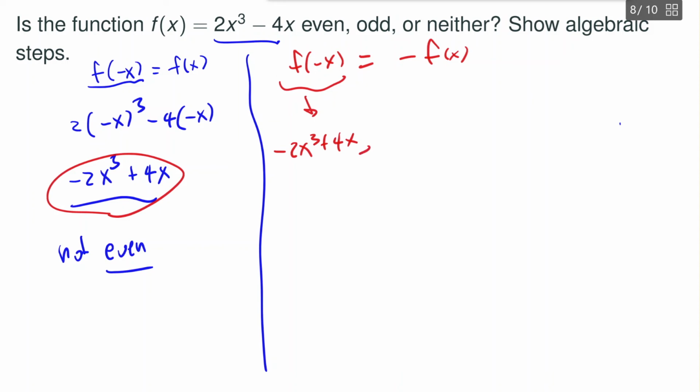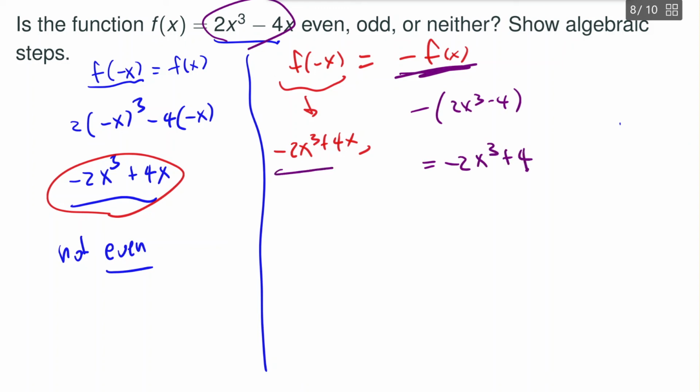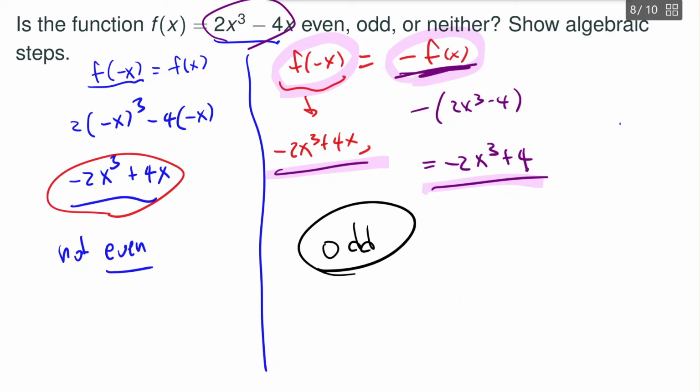Then let's see, what is negative f of x? Multiply negative to this function. Negative 2x cubed minus 4x, which we can simplify to negative 2x cubed plus 4x. Now these are the same, right? We verified that f of negative x and negative f of x, when we simplify, are the same. Since they're the same, that means it's an odd function. And neither happens when it's neither even nor odd, which we can only know by checking both even and odd.